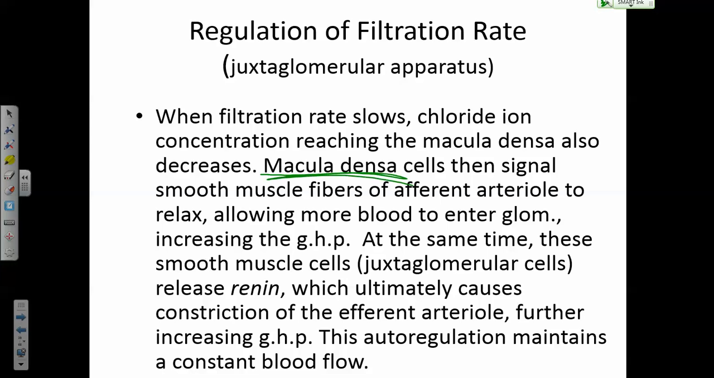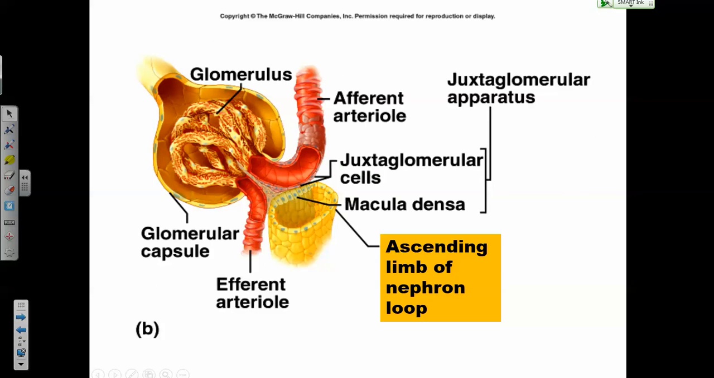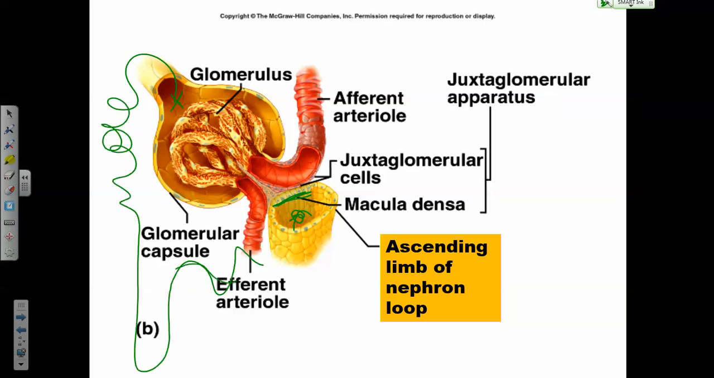The macula densa cells are cells at the top end of the ascending limb of the loop of Henle, where it comes up and touches the wall of the afferent arteriole. The macula densa cells recognize the concentration of ions in this filtrate. Remember, this filtrate has come through the proximal tubule, and then the loop of Henle, and so there it is at the top of the loop of Henle.